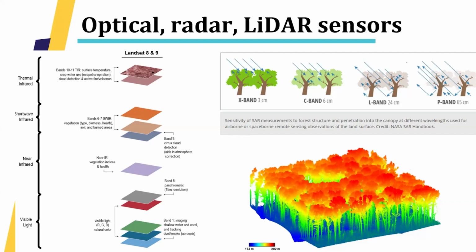On the upper right, you can see a depiction of a radar sensor. As I said earlier, it depends on the wavelength. Shorter wavelengths can simply detect the top of the canopy, like C-band and X-band. But longer wavelength radar sensors can penetrate the canopy and give us more interpretation of the forest. These are the biomass-friendly sensors, like L-band and P-band.